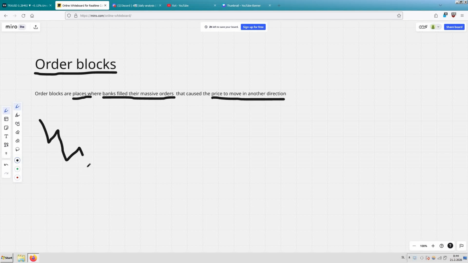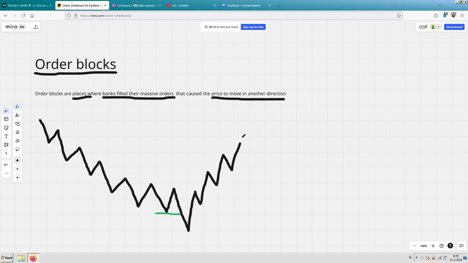Here we have a bearish trend, and then what would be an order block? An order block, for example, would be the last move down that caused the liquidity sweep, and then the price goes higher and higher. So what an order block essentially is, you see this move down. This is an order block because this was the last move down that swept all of the liquidity below here, so that then the price could move higher and higher. So this is an order block.